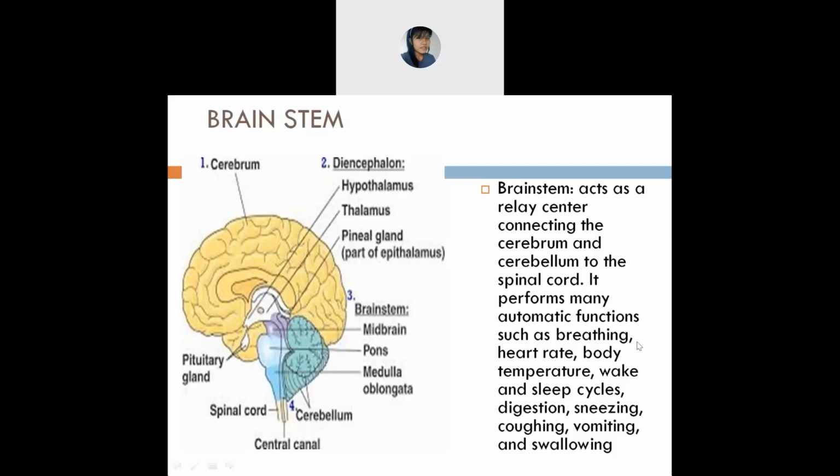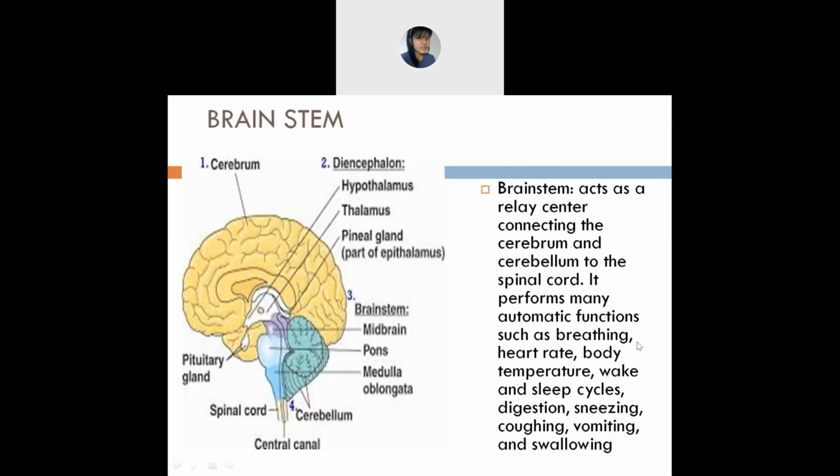Posture. Okay, where does the cerebellum lie? Where is it exactly located? Lower part of the brain. Okay, which part?